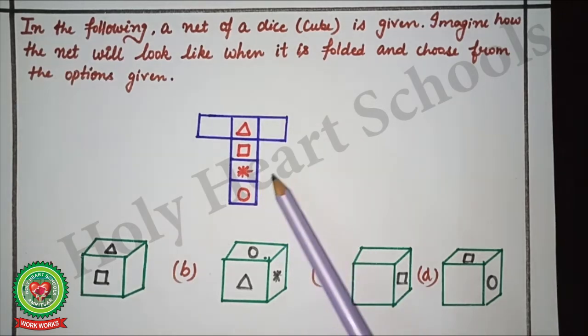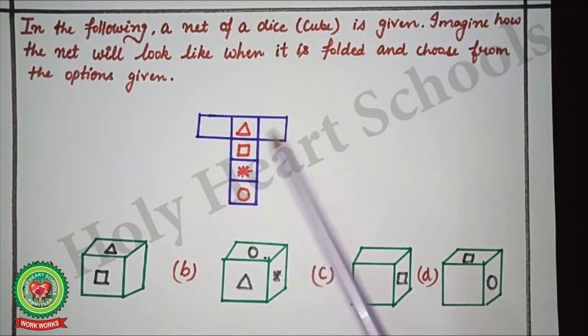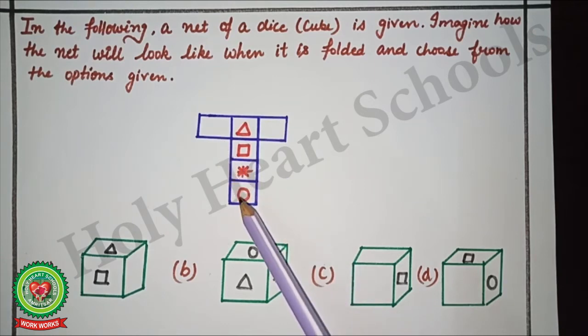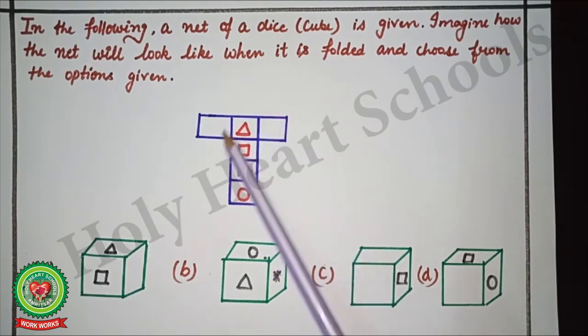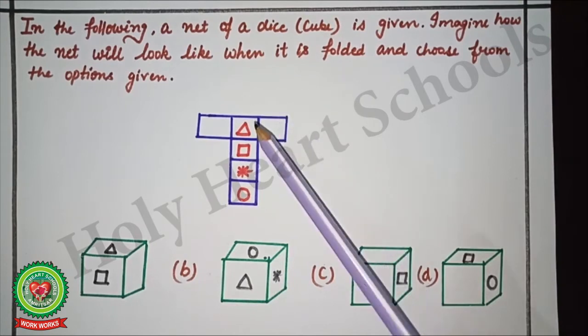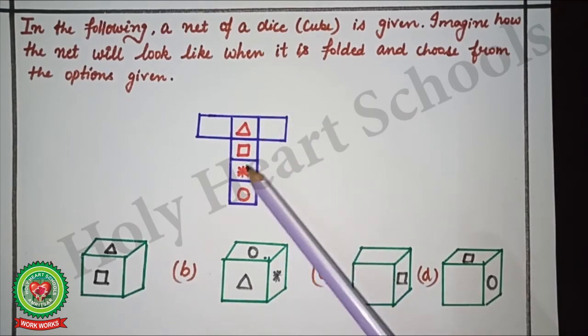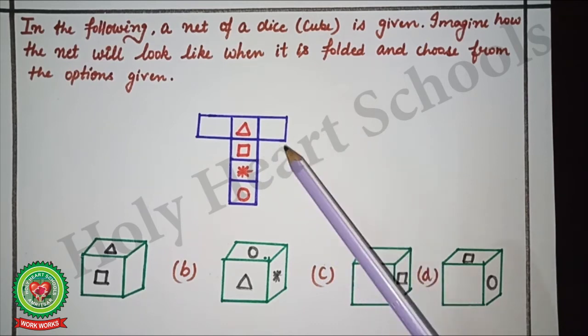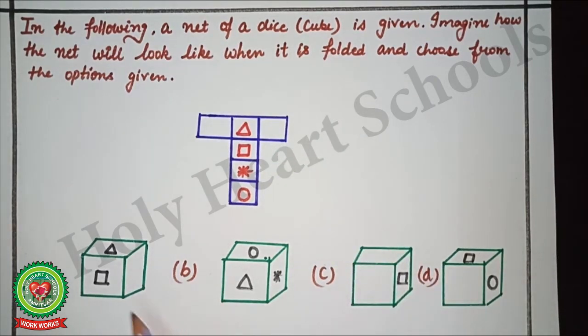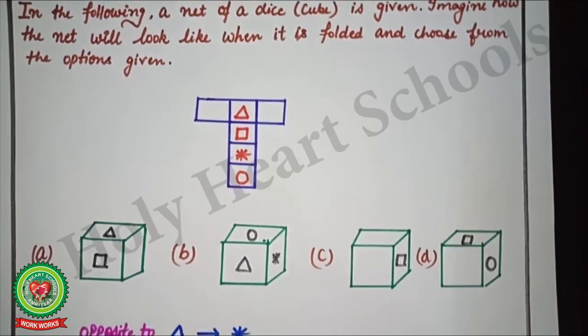So what will happen if I fold this dice, and what will be the next die after closing this dice, right? When we fold this die, which type of dice will we have? So we have to choose from these given options. So there is a trick. What is that trick? So look here.